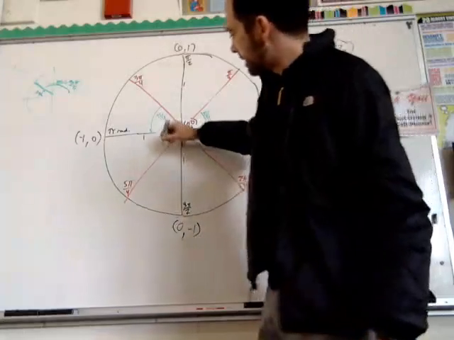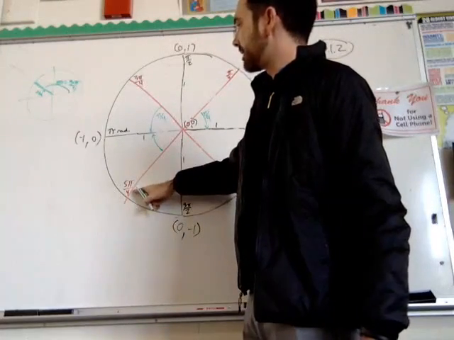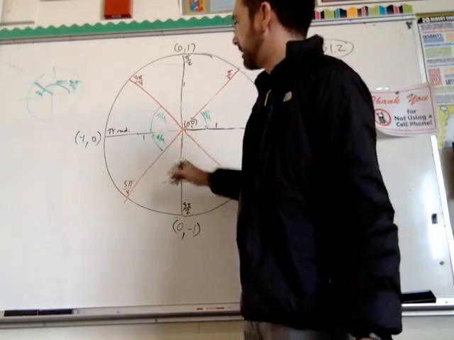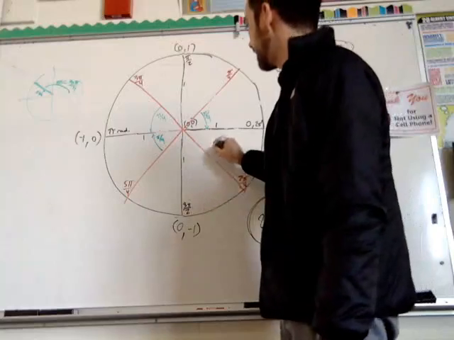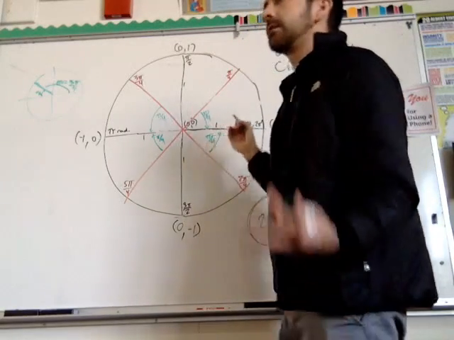So we know that this is, right? We have 5 quarters. How far to get back to 1? 1 quarter. You can see a pattern that's happening here, right? Those are my reference angles.